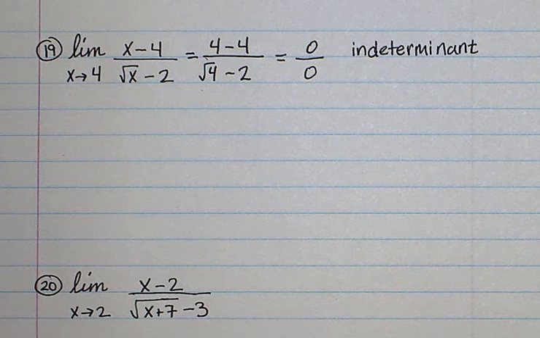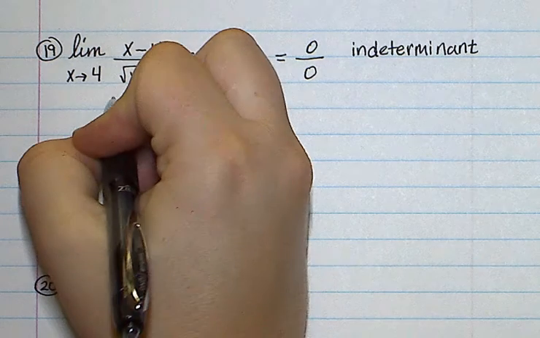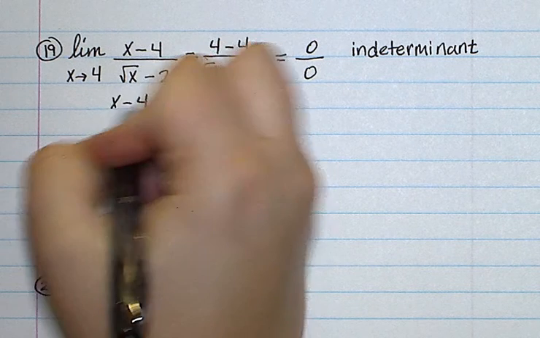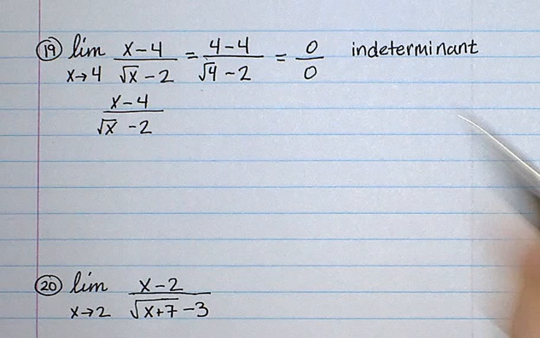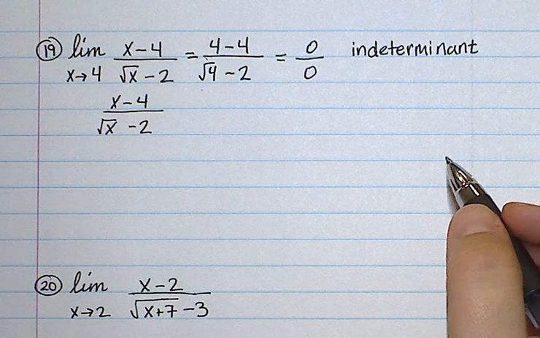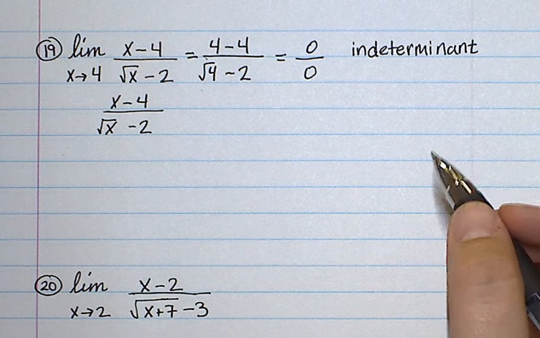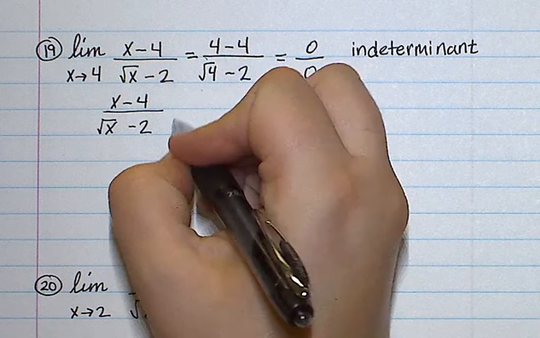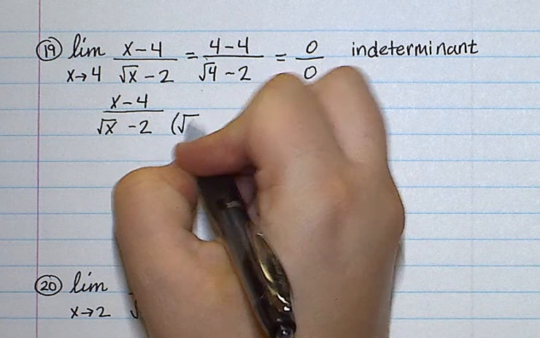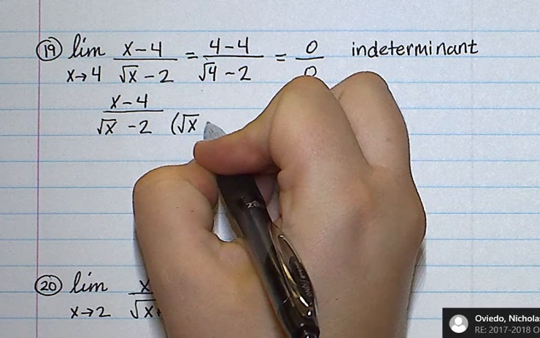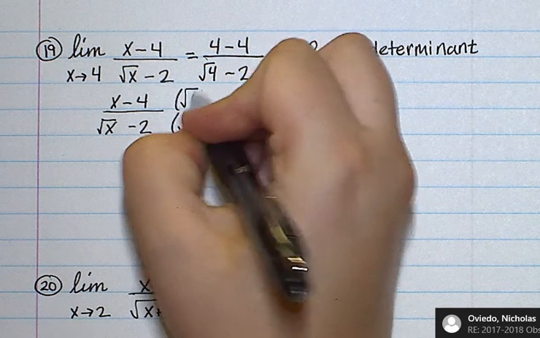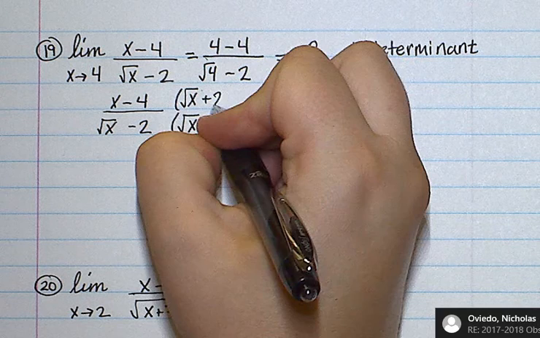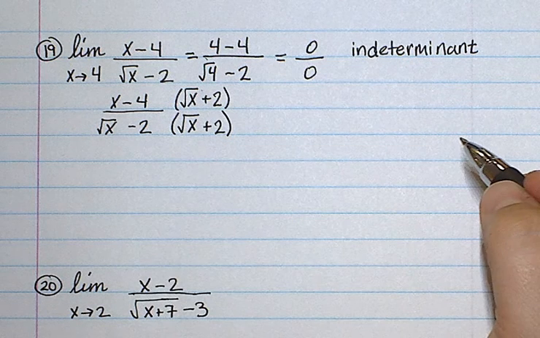And I'm going to try multiplying by a conjugate. So I'm going to take my original x minus 4 over square root x minus 2. And since I have a square root and it's in a fraction, I'm going to try multiplying by the conjugate. So the conjugate in this case would be square root x plus 2. So I have square root x plus 2 being multiplied on the top and the bottom.